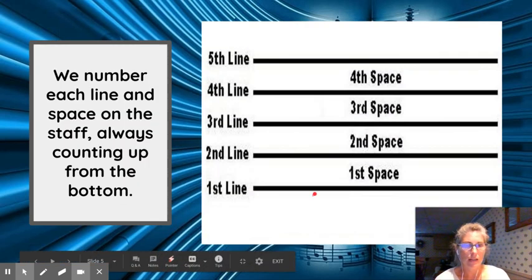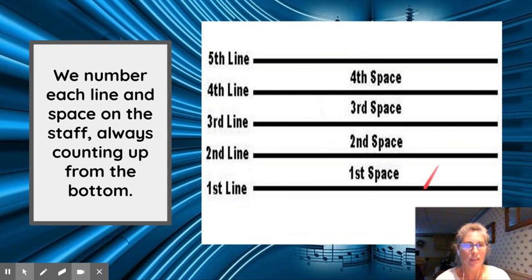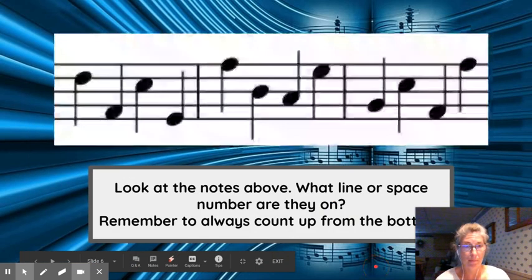We number each of these lines, always starting from counting on the bottom line. So the first line is down here, second line, third line, fourth line, and fifth line. We also count the space in between the lines. So first space is here, second space is here, third space is here, and fourth space is here. Always count up from the bottom.